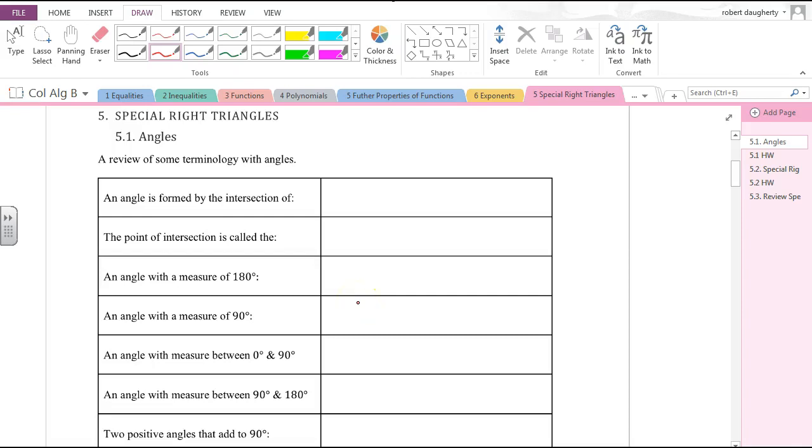So some terminology about angles. All today we're talking about angles, how to draw angles, maybe in a different way than you've seen before. An angle is formed by the intersection of what? How do we get an angle? Two what? Two sides, two lines. So the intersection of two lines that intersect is what forms an angle. The point of intersection is called the what of that angle? Starts with V, the vertex. See how easy this goes, guys?